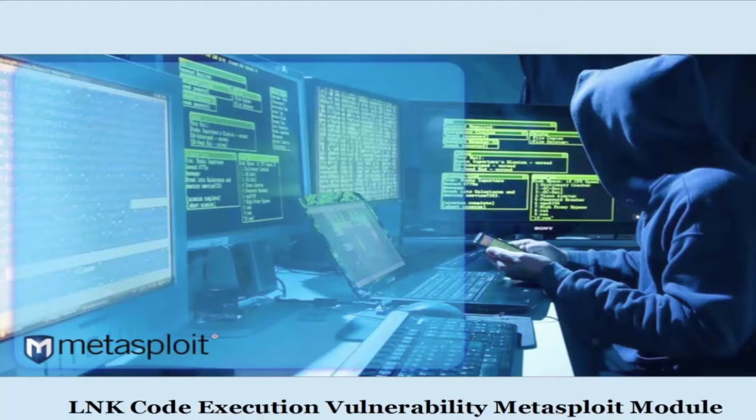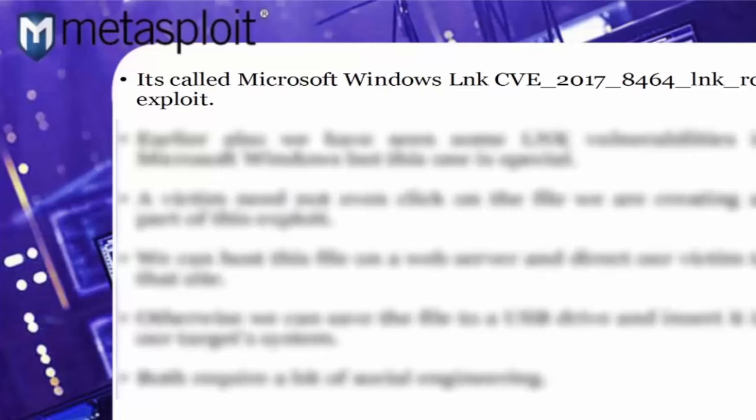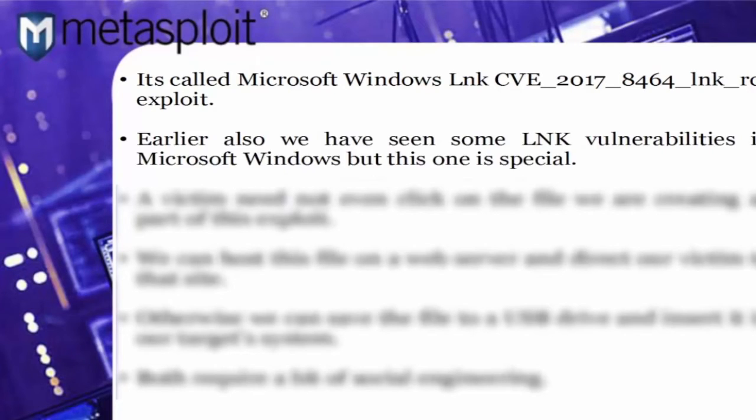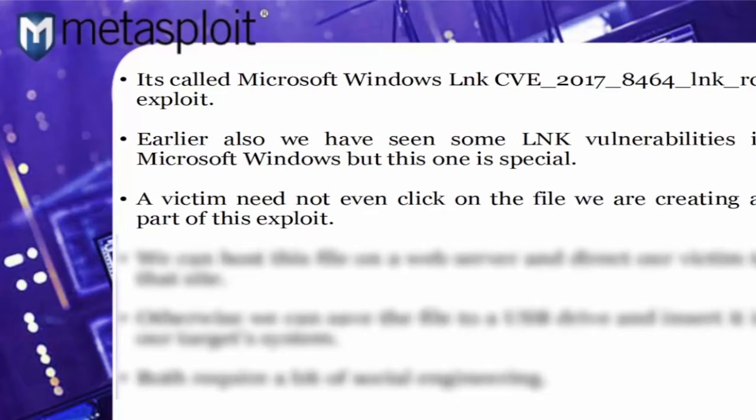Welcome. In this video, we are going to learn about the LNK code execution vulnerability in a Metasploit module. Today, we are going to learn about a remote code execution exploit in Microsoft Windows. It's called Microsoft Windows LNK CVE-2017-8464 LNK RCE exploit. Earlier, we also had some LNK vulnerabilities in Microsoft Windows, but this one is special because a victim need not even click on the file we are creating as part of this exploit.